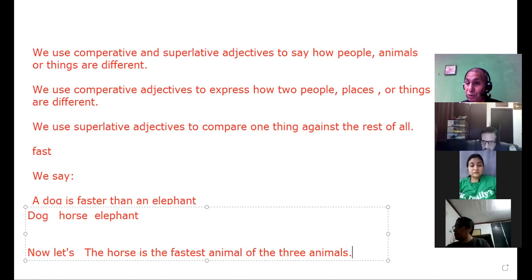Okay, so what words do we use when we are using the superlative adjective? If you can notice over here, we use the article the, and we have added EST to the adjective fast. So the horse is the fastest animal of the three animals. So we're comparing one against the other two. And the comparative is comparing one against the other one. In the case of a dog against the elephant. In this case, we're comparing the horse against the dog and the elephant together. Do you see the difference? One is to compare one against the other, and the other, in superlative, is to compare one against the rest of it. Can we see that?